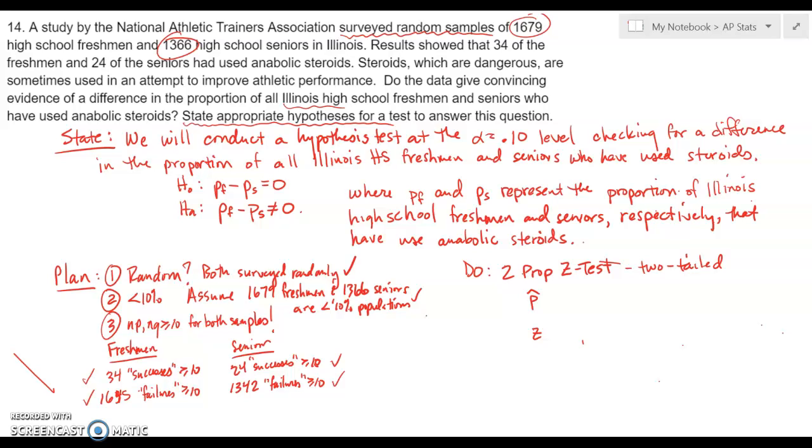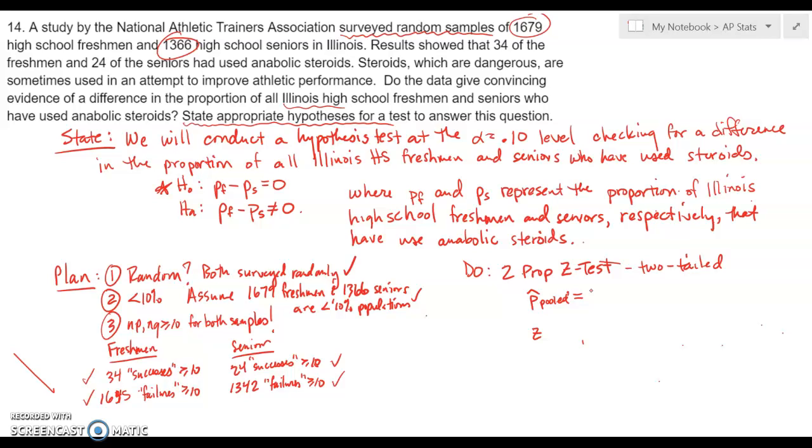In this case, because we're dealing with proportions and we're running a hypothesis test and assuming that there is no difference between the proportions, we're going to be calculating a pooled p hat. So in order to calculate that, I'm going to set up the pooled computation here. I'll show you what that is.